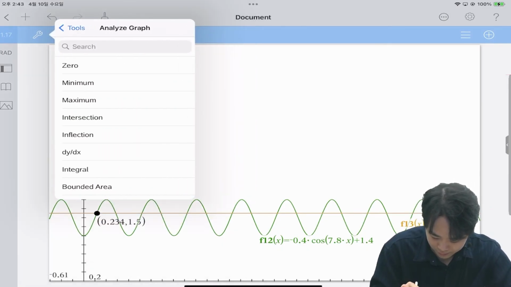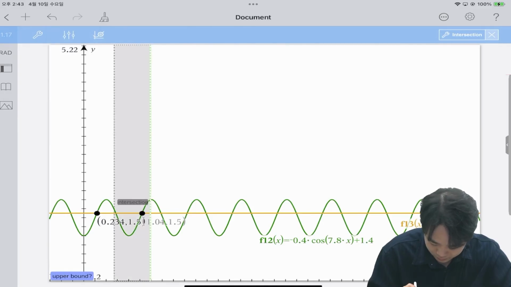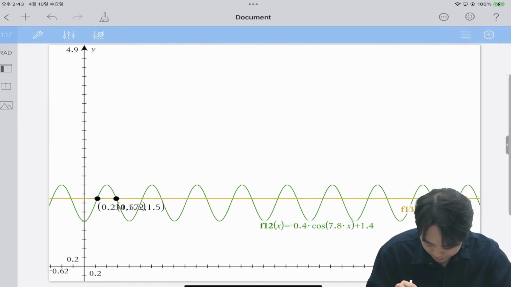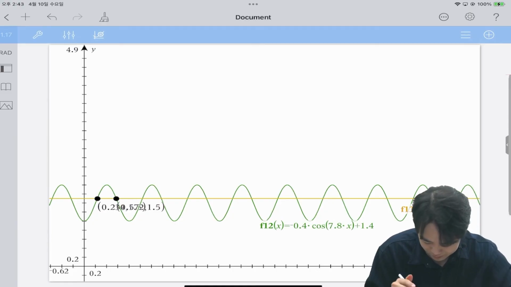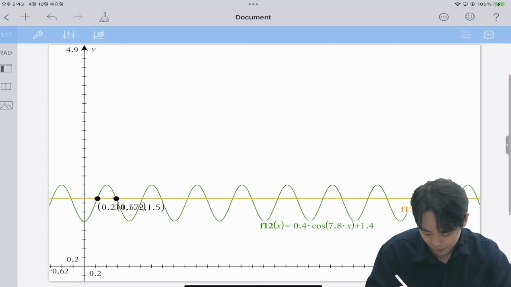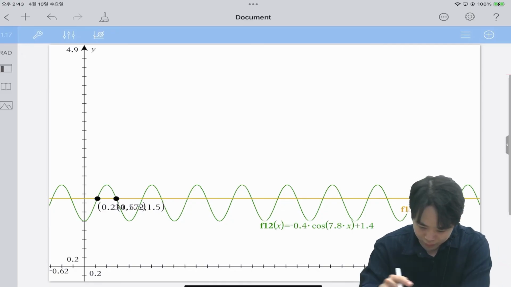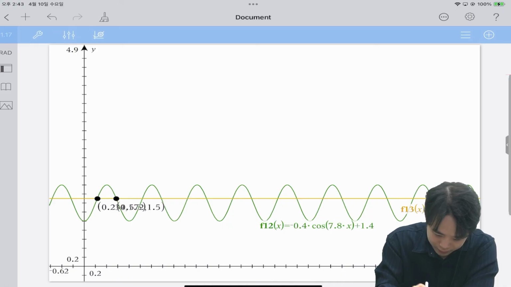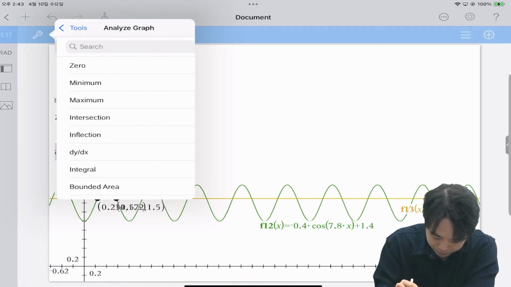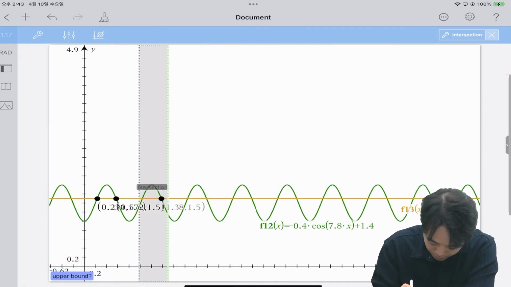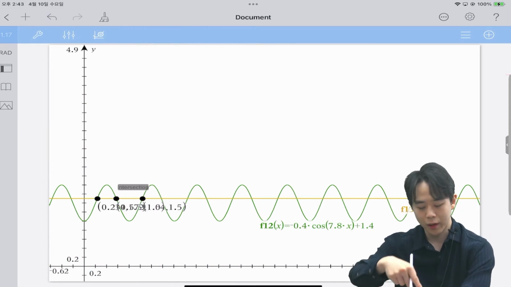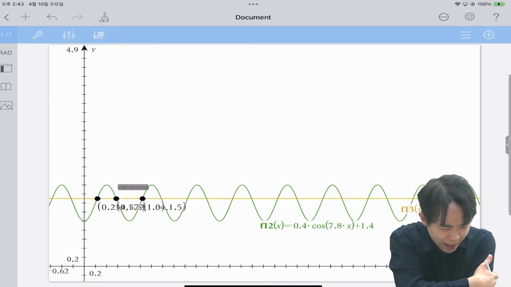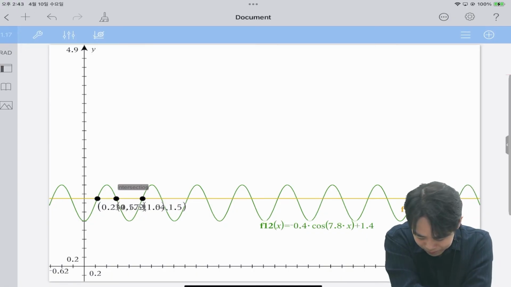So let's also find the other intersections. We have 0.234 seconds and 0.572 seconds. That's when we're above the line here. And we're also looking for the other intersections, here and here. So we have 1.04 seconds. Compared to the original, we're basically adding the period there.